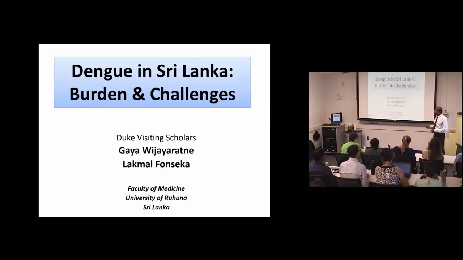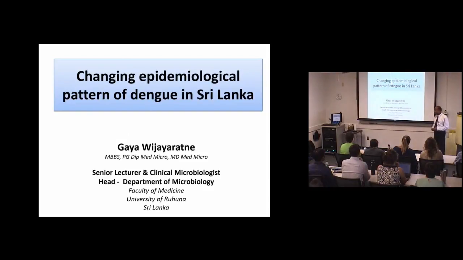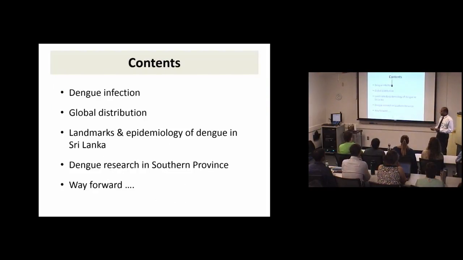Okay, so we'll move to today's topic. Myself and Lakman will be talking about dengue in Sri Lanka, its burden and challenges. First I will be talking about the epidemiological pattern of dengue in Sri Lanka, and Lakman will touch on the clinical and more practical problems with that. To start with, this is the flow. I will touch on the infection and the global distribution, then about the landmarks and the epidemiology of dengue in Sri Lanka, and then a little bit about the research we've done there.